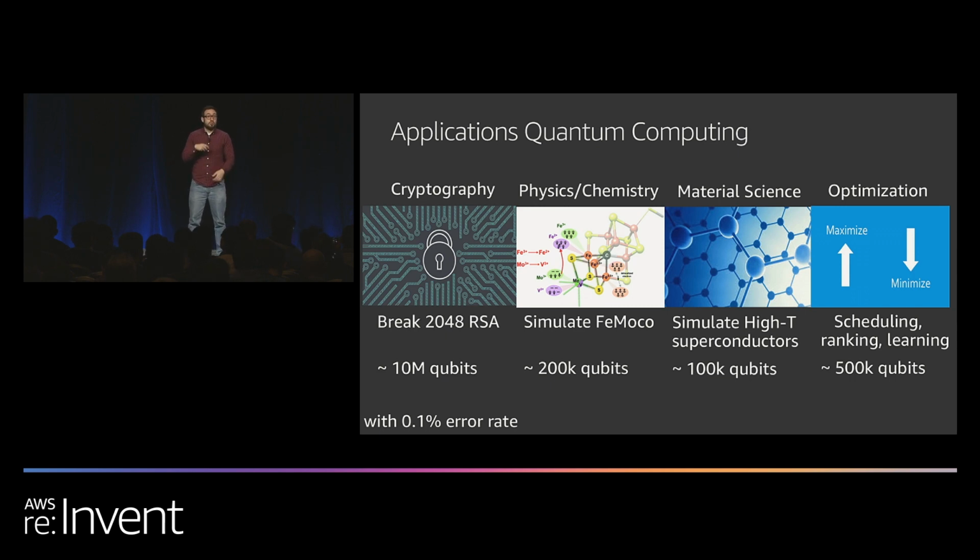But now you see that once you put the overheads into account, to factor, we need 10 million qubits, as far as we know. To simulate FeMoco, we need at least 200,000 qubits. In material science applications, 100,000 qubits. In optimization, maybe 500,000 qubits. So we hope to get there, but it's still some way.